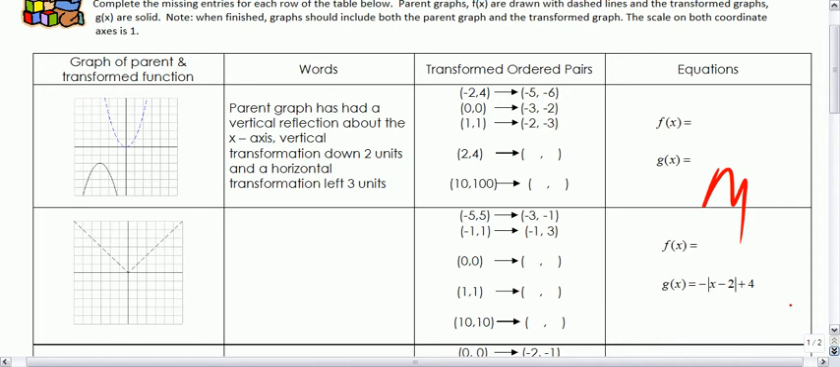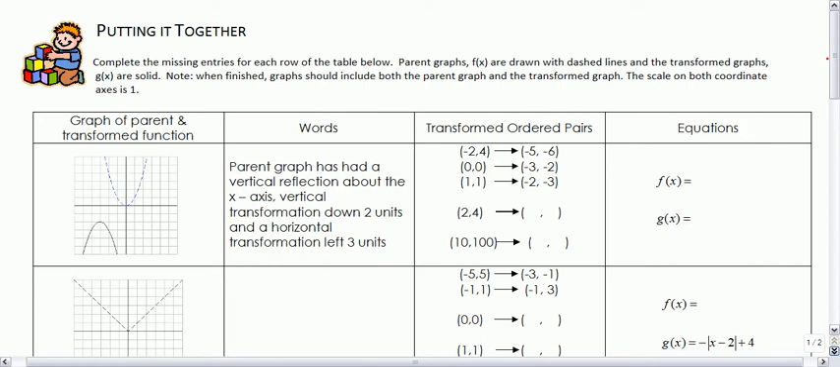Alright, so here we go. I'm going to work through this key on putting it all together, and I'll try to go somewhat quickly so that the recording isn't too long for you. First one I'm going to look at is just transforming these 2 points here, taking them through the transformations.